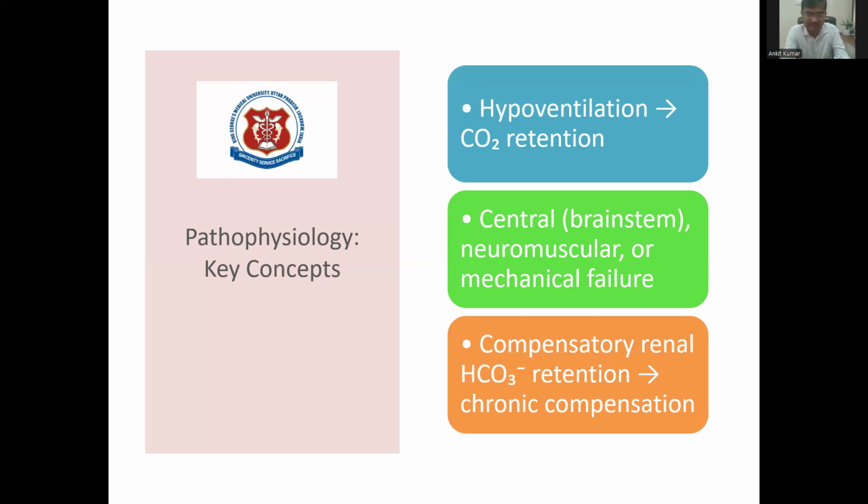So most of the time when you see the ABG of an acute patient, only CO2 is raised. When you see the ABG of a chronic type 2 respiratory failure patient, bicarbonate is also quite high. And this bicarbonate is because of chronic compensation.